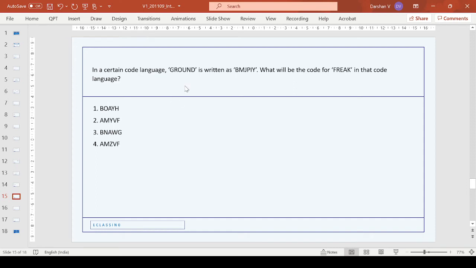Okay, great. Another coded language. Let's just write these two down. G R O U N D, and we have B M J P I Y. Okay, let's look at this. G and B. Let's go the reverse way. B C D E F G. So this is coming as minus 5.